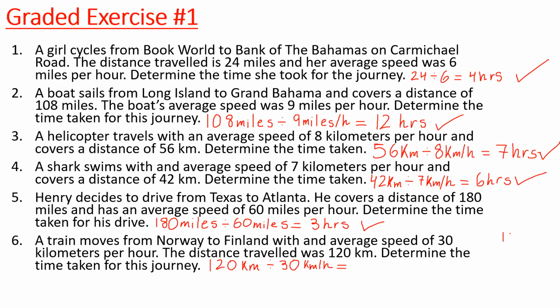Joseph, look. We have 120 over 30. Can we cancel out the zeros? It'll be 4, because 12 divided by 3 is what? Come on, Joseph, what is 12 divided by 3? 4. So 4 hours. Did anyone else get 4 hours? Yes, sir. I did. Okay, good.